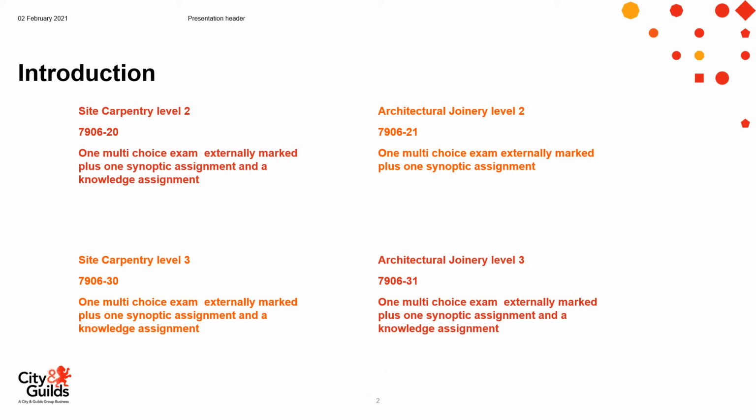The four routes available within the technical certificates are down two separate routes: the Site Carpentry and Architectural Joinery, both available at level 2 and at level 3. Each one of the qualifications has a single multiple choice exam, and at level 3 there are some short answers. Each one also has a single synoptic assignment, but if all evidence cannot be met, they will also have a knowledge assignment to ensure that during the full qualification all range will have been assessed.